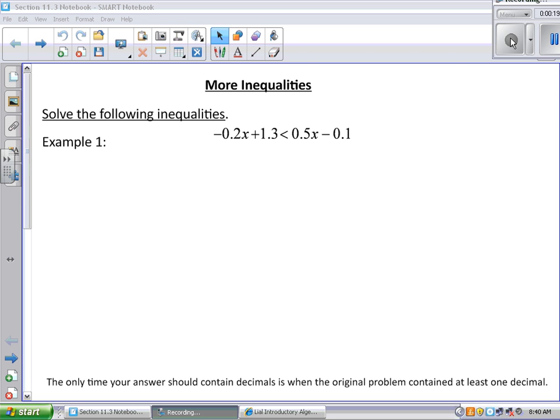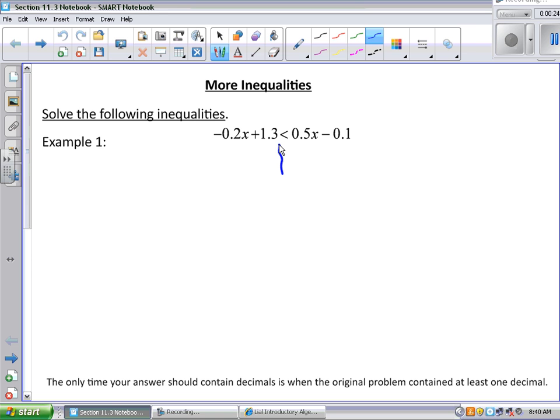So to solve an inequality with decimals, you're going to go through the same steps that we did in 11.2. Identify each side of your inequality. We want to get our like terms together, so all the x terms on one side. Here I have minus 0.2x, so I'm going to do plus 0.2x on the left and plus 0.2x on the right to get all of my x terms together. Minus 0.2x plus 0.2x is 0, so we have 1.3 is less than.